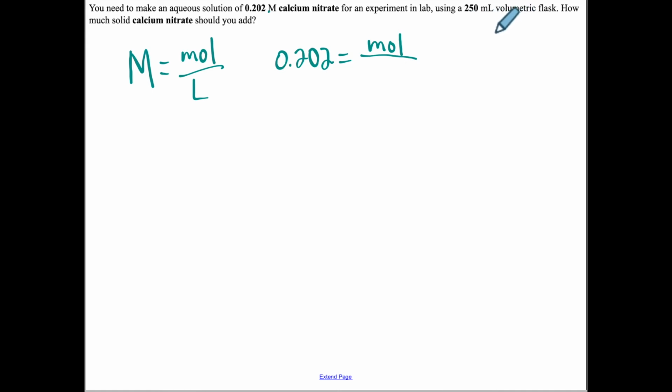And we are given 250 milliliters as our volume. So this is in milliliters. We need it in liters. So we're going to take 250 and go from milliliters to liters.